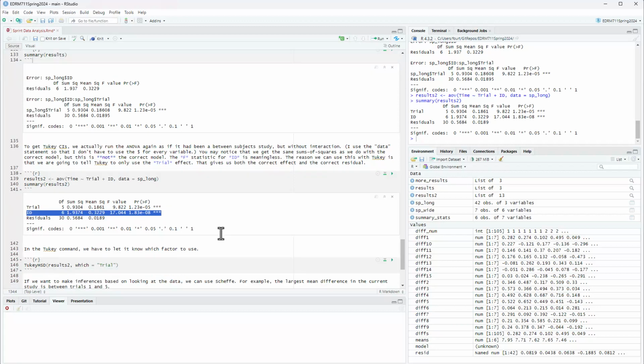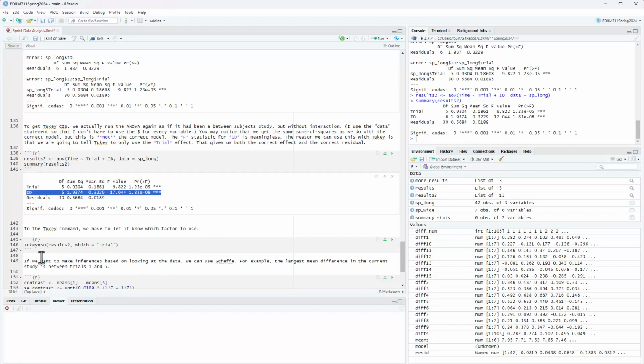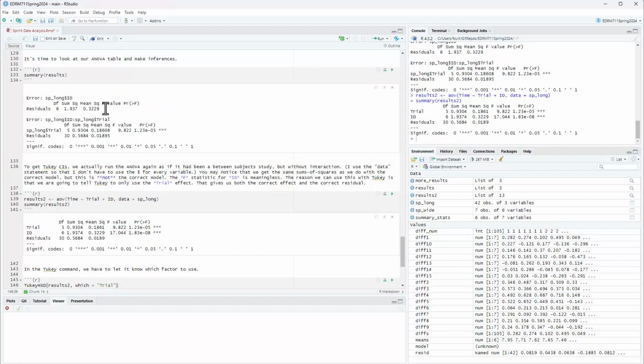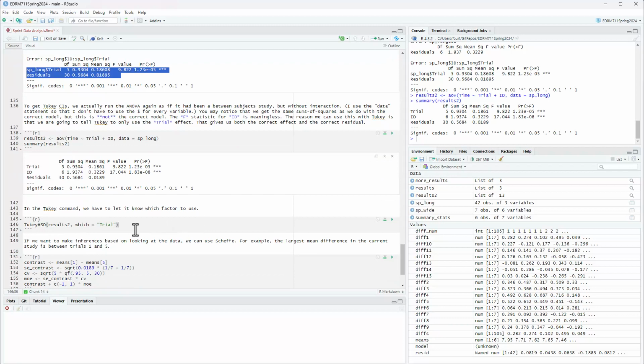And in fact, if you look at the Tukey command here, I'm putting in the Tukey HSD and I'm saying which equals trial. In other words, I want you to use that trial and I want you to use those residuals, but I don't want you to use this ID. So that is exactly what we want to do, because that ID should be back up here as a separate residual. I want to use this table, and that's what I'm doing by saying which equals trial.